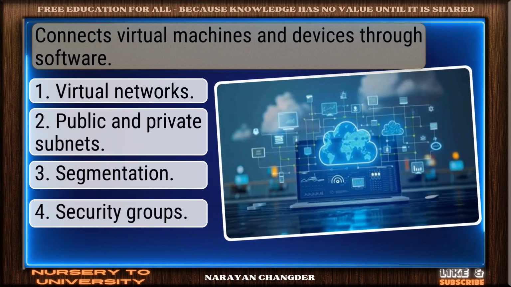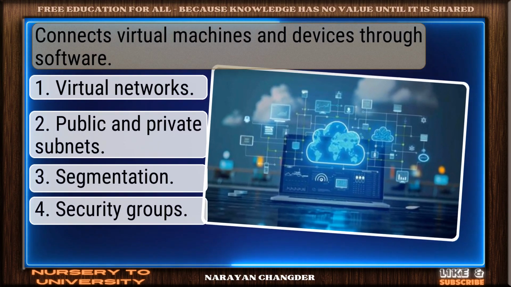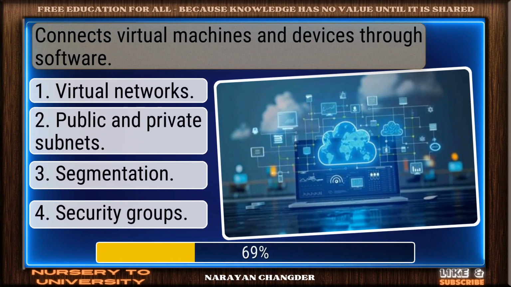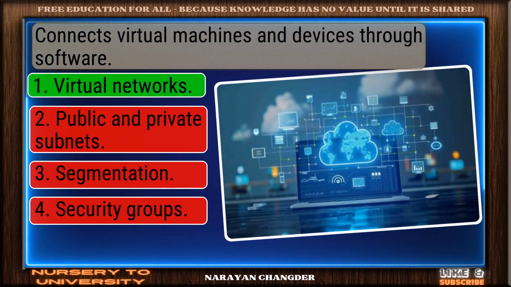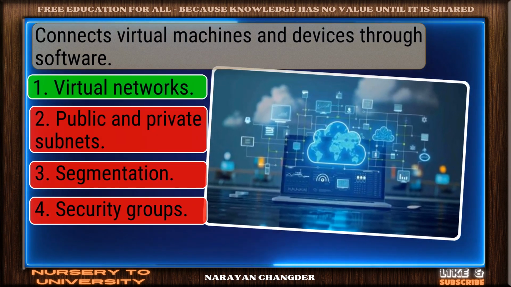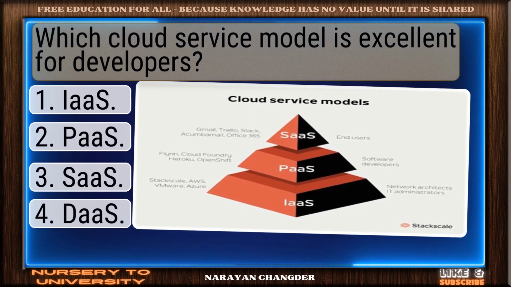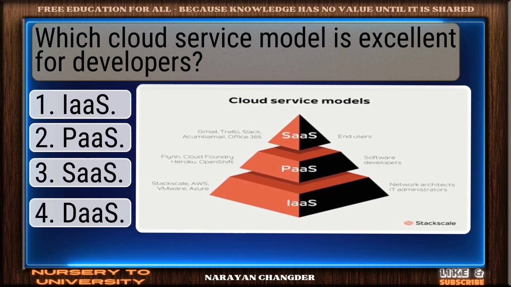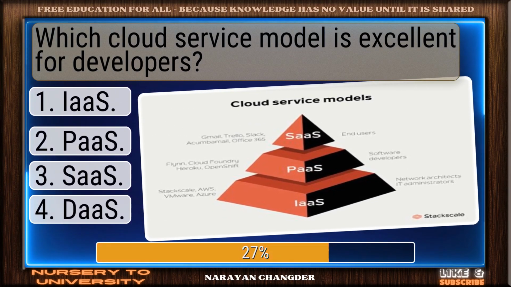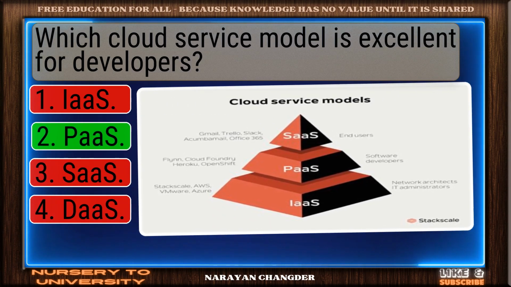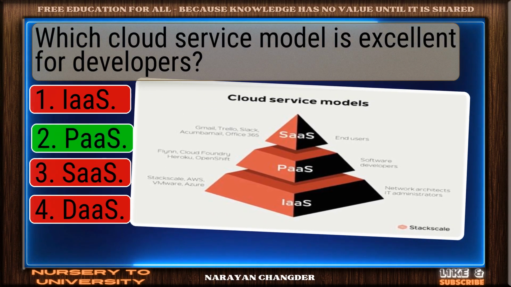Question number 62. Connects virtual machines and devices through software. Well picked. Virtual networks is the correct answer. Question number 63. Which cloud service model is excellent for developers? Excellent. PaaS is a brilliant choice.